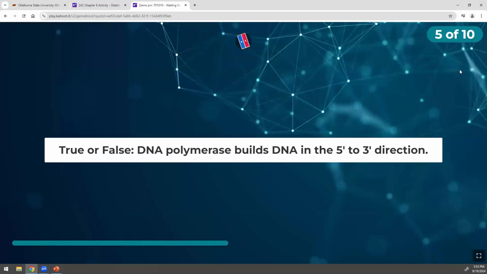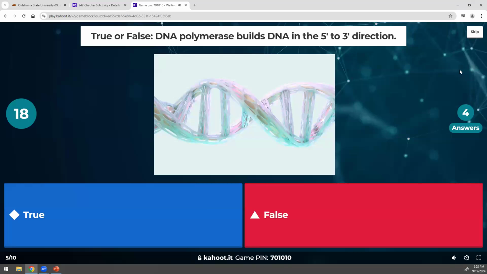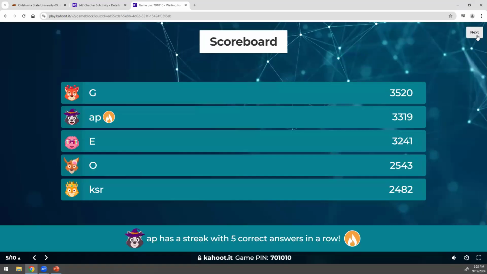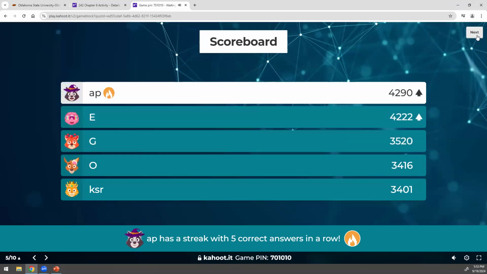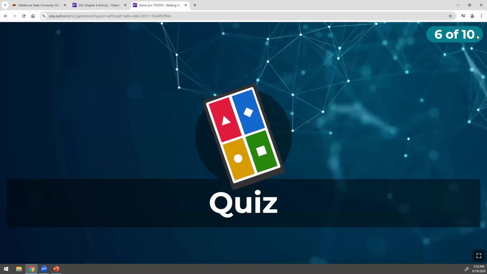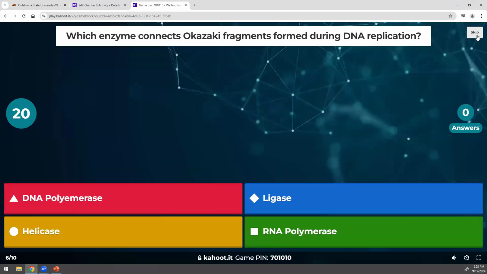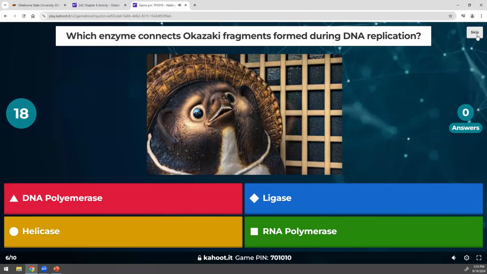True or false? DNA polymerase builds DNA in the 5' to 3' direction. Okay, so this is going to be true. Most of you are listening to me keep saying 5' to 3', 5' to 3', and I hope that's getting drilled into your skull because that's exactly the way you should remember it. So which enzyme connects Okazaki fragments that are formed during DNA replication?